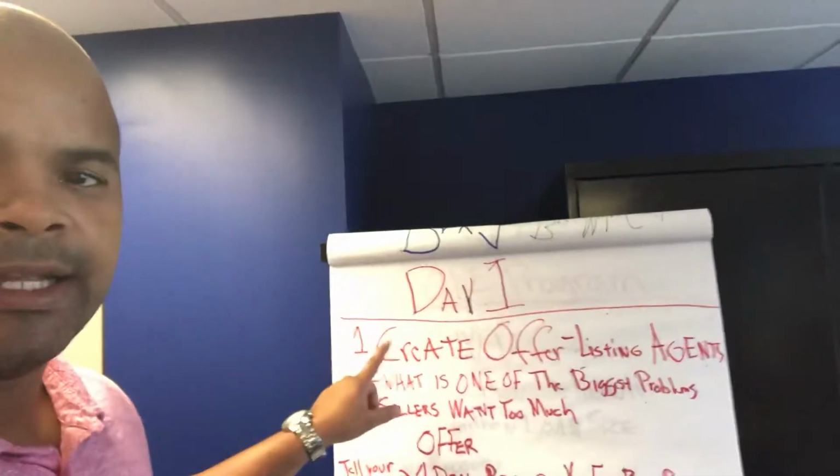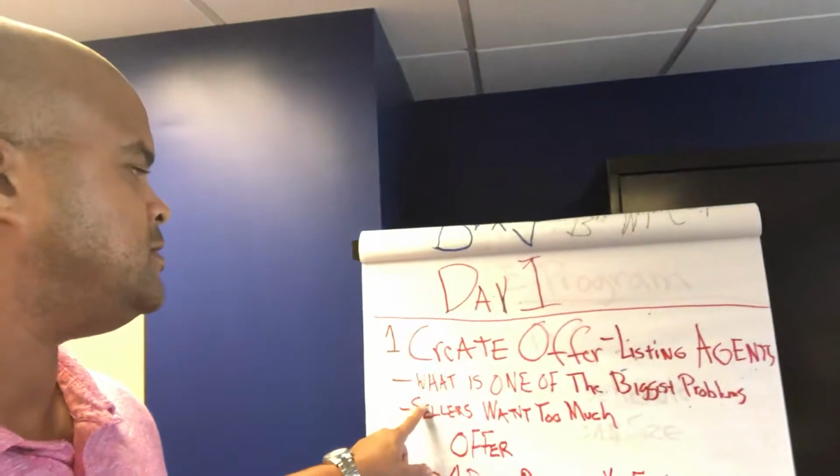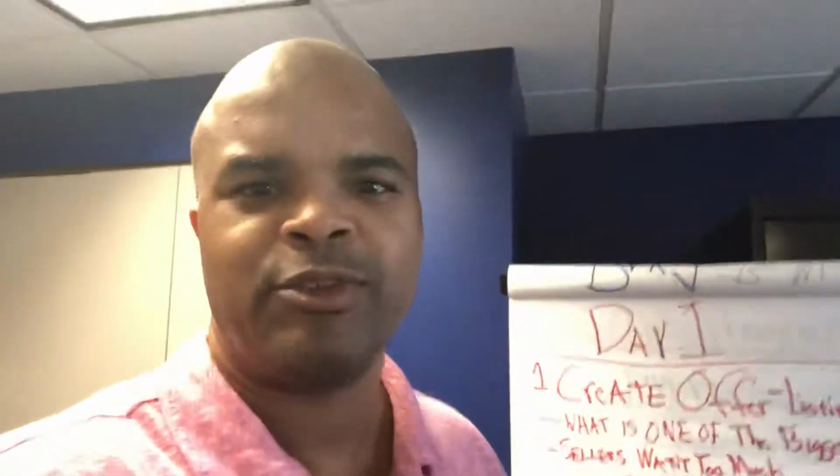You're going to create an offer for listing agents, right? And what is the one big problem for listing agents, right? I would say one of the many problems is that sellers always want too much, right? If they want too much, then you're not going to move that asset. And so we're going to take advantage of this, because everyone has that story where maybe they lost the listing or they couldn't sell the property because the seller wanted too much.